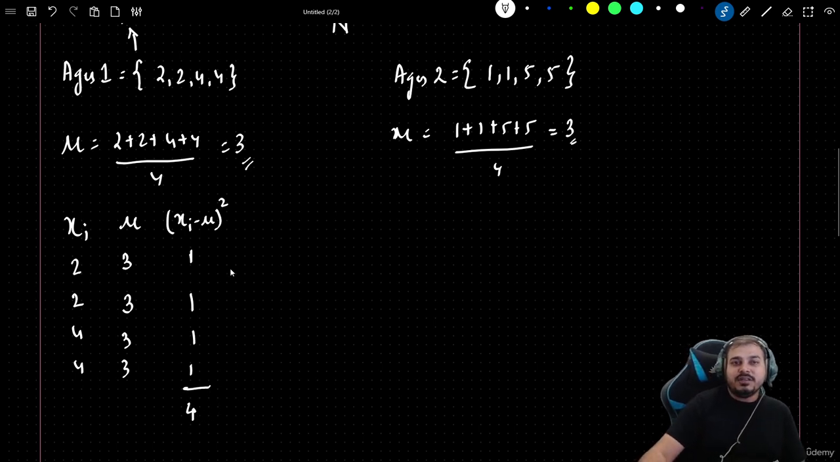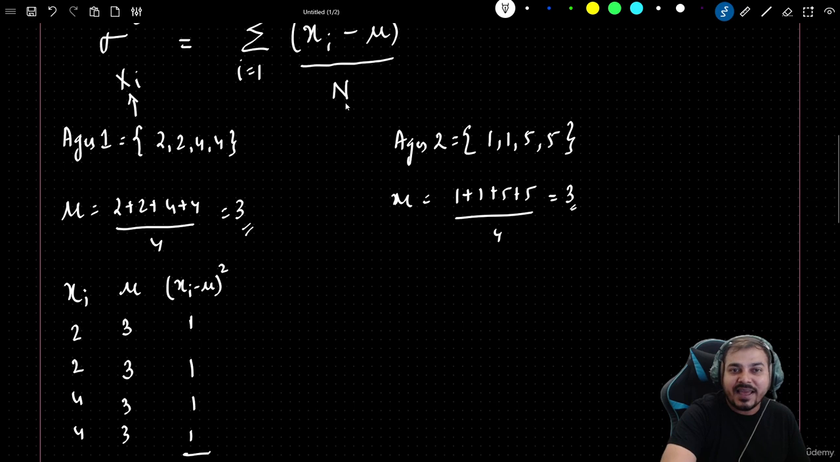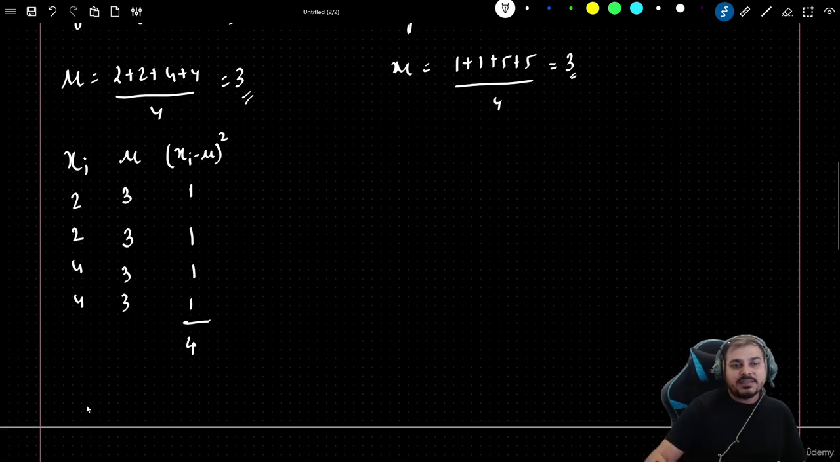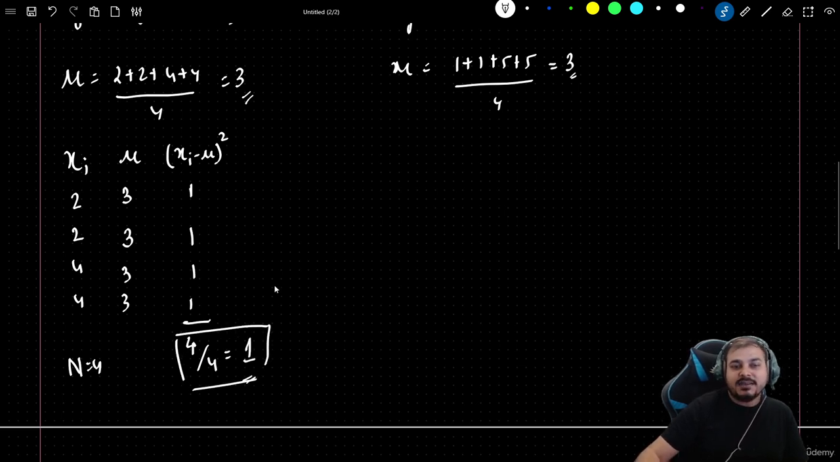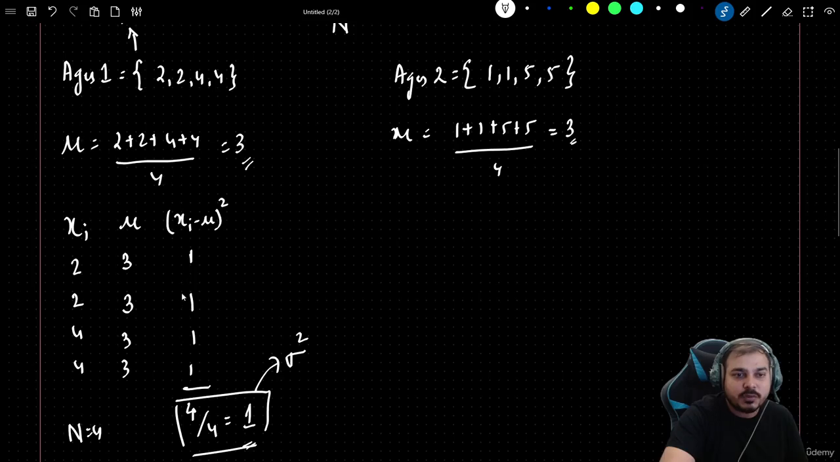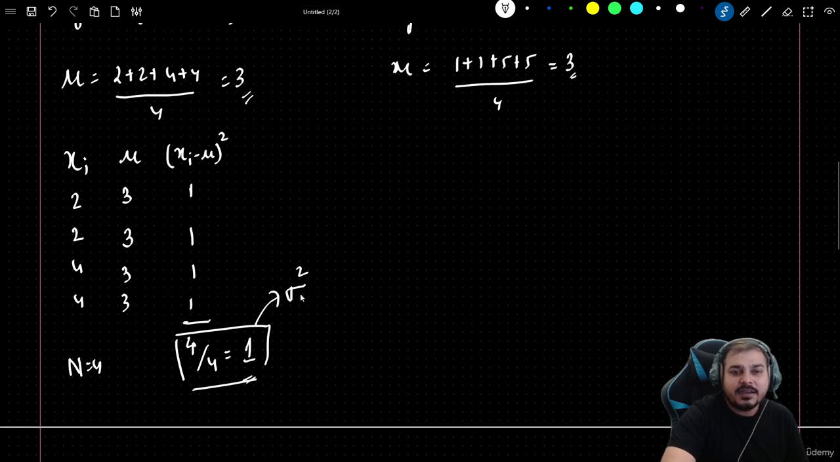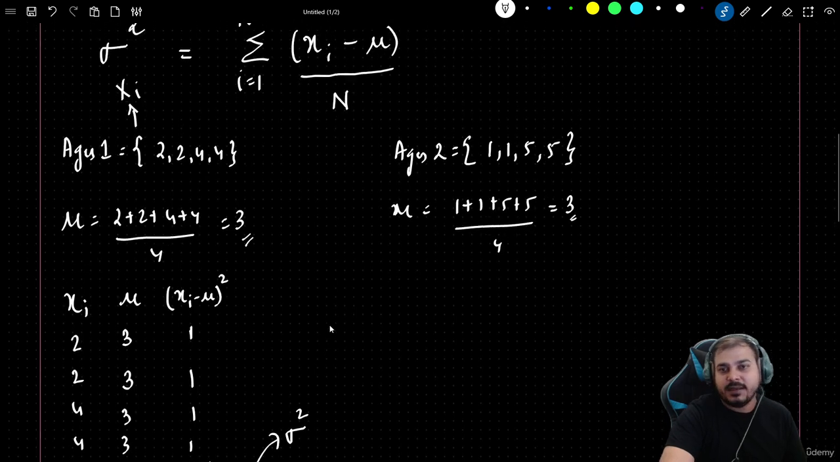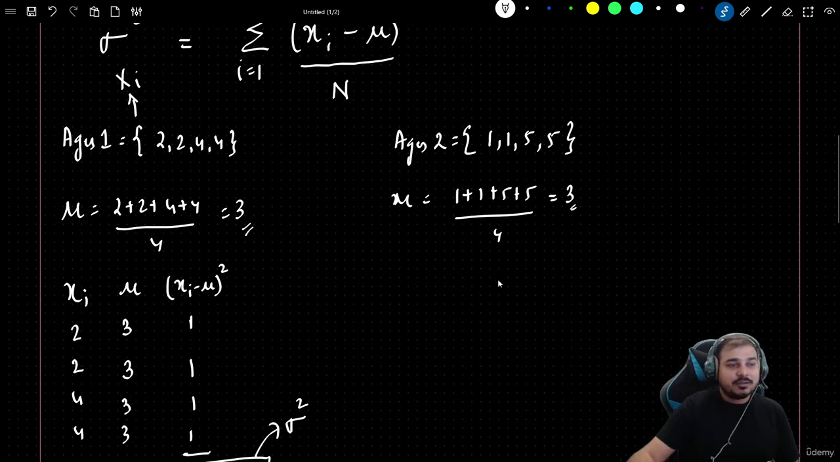When I'm using this summation, there is also something called divided by n. Here my n value is actually 4, right? So 4 divided by 4 gives the value 1. So this 1 is my variance, that is the sigma square for this kind of distribution. Let's verify this once again. x of i minus mu whole square, 1 plus 1 plus 1 plus 1. Here you can see 2 minus 3 is minus 1, 1 square is 1. So I'm getting it perfectly right, and here I'm getting the variance as 1. Okay, perfect.